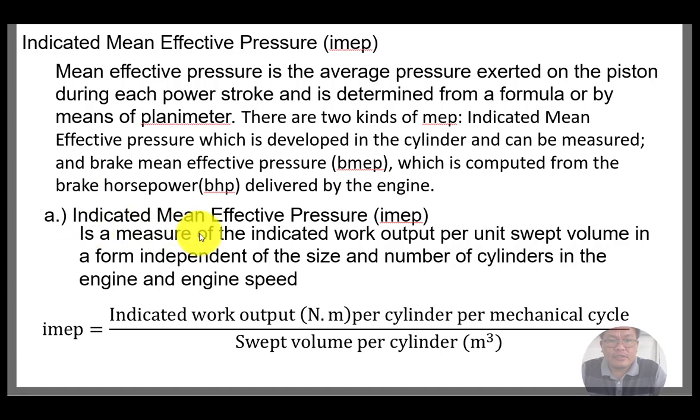Now, indicated mean effective pressure is defined as the measure of indicated work output per unit swept volume, independent of the size, number of cylinders and engine speed. So IMEP is equal to indicated work output, in units of Newton meter, per cylinder per mechanical cycle, divided by the swept volume per cylinder, in cubic meters.